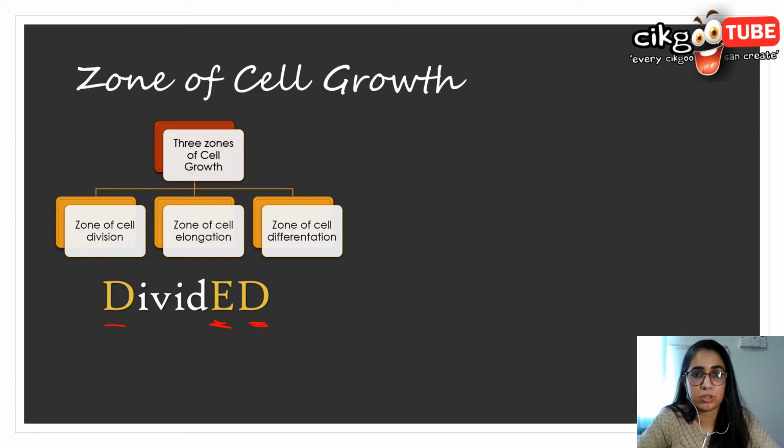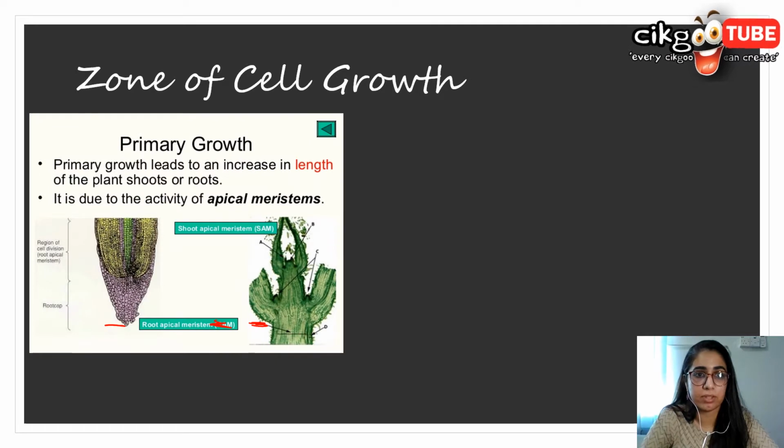So we have this tree here. Now let's look at the division. Primary growth leads to an increase in length of the plant shoot and root. It is due to the activity of the apical meristem, so it's always growing.